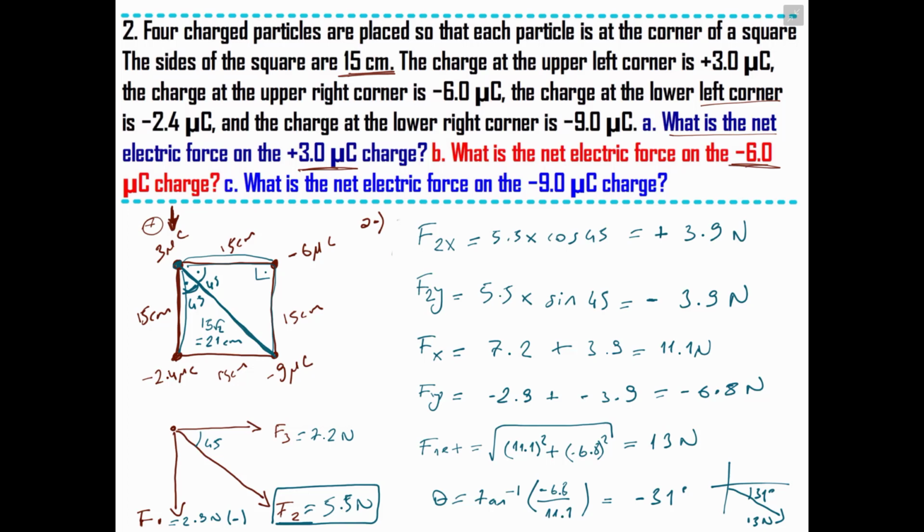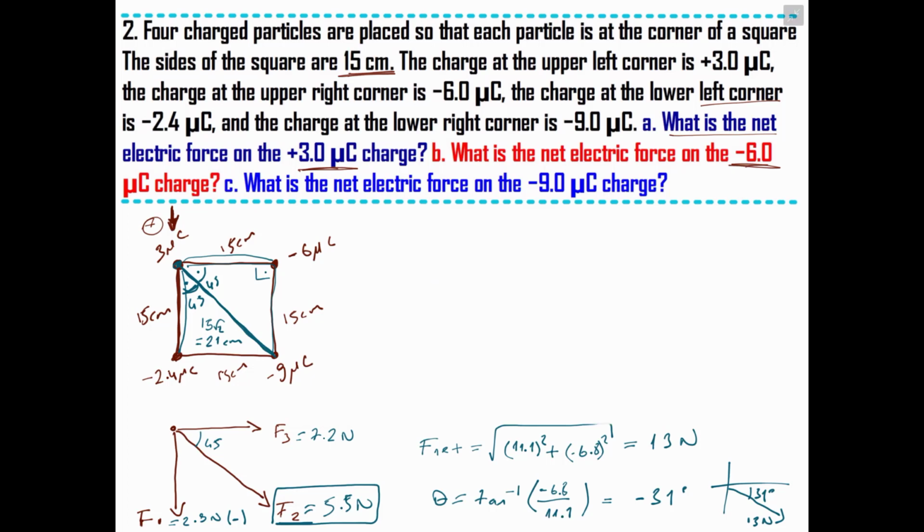B and C solution ways are very similar to each other, but this is long. You can solve them by yourself. I will give the answers now. Answer of B: 25 Newton, 78 degrees above negative x-axis.